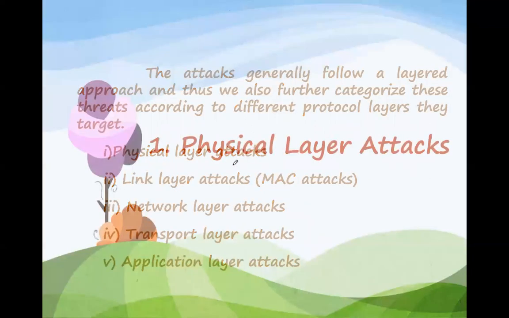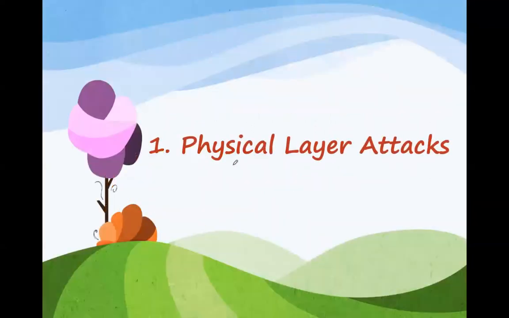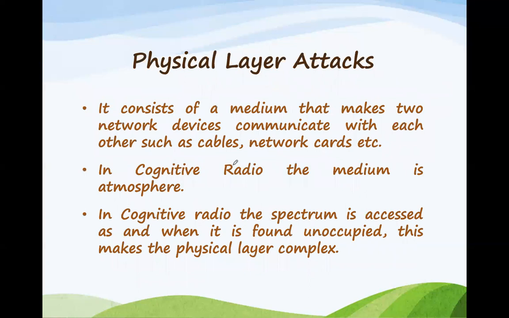So, what is a physical layer attack? Generally, in any transmission system, the transmitter and receiver are connected by a medium. Whenever there is an attack over this medium, you call it a physical layer attack. But in the case of cognitive radio, the medium is usually the atmosphere or the air. So when it is atmosphere or air, the physical layer itself is going to be complex, while the attack is going to be further complex.